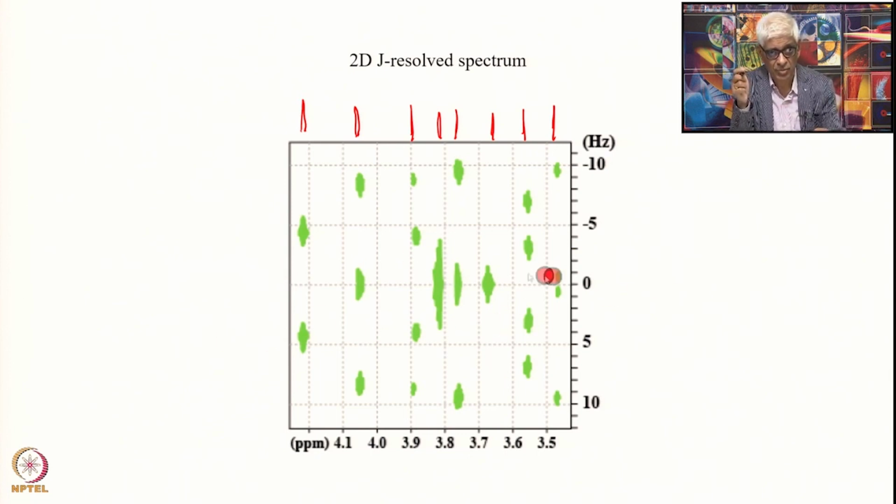enhancement along the F2 dimension by decoupling, but you retain the coupling information along the F1 axis, therefore you can extract the coupling constant also, you have not lost it. So, it is like sitting on the line, the spectrum, and rotating it by 90 degrees like this. So, you have the spectrum like this, sit in the center and rotate it by 90 degrees. Therefore, you have a much better resolution in your final spectrum.